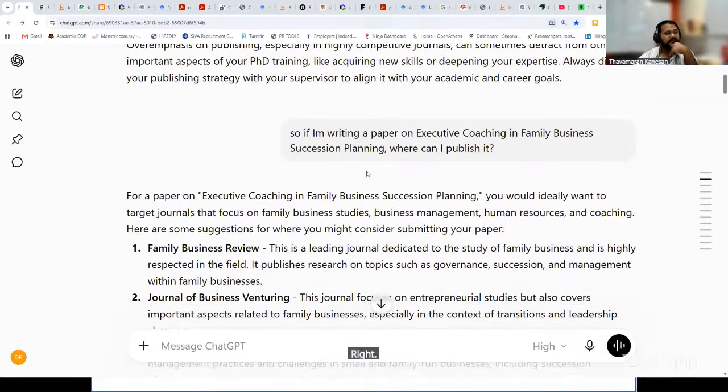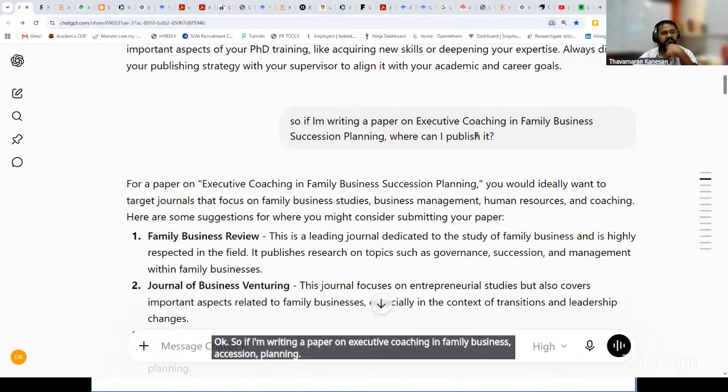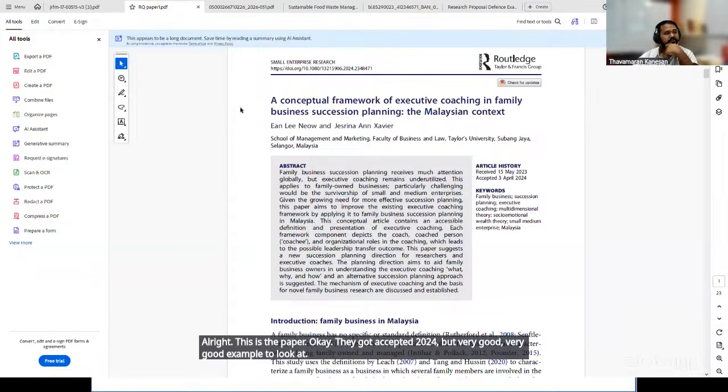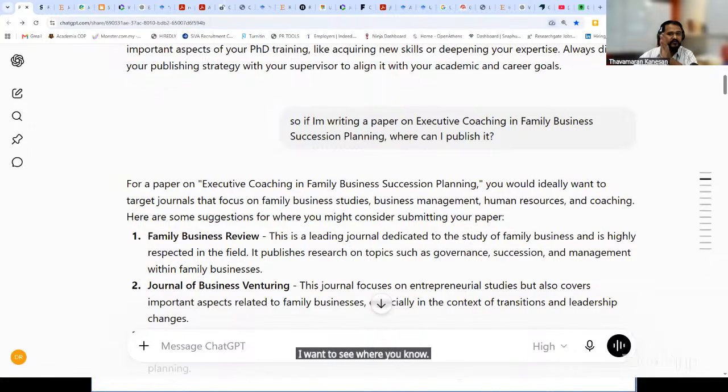From there, the next prompt is: if I'm writing a paper on executive coaching in family business succession planning, where can I publish it? This is the paper that we coached and consulted, that got accepted in 2024, but it is a very good example to look at. I use this particular topic to understand why Alice got so many rejections. Based on this prompting, I want to see where students go wrong in choosing the journal.